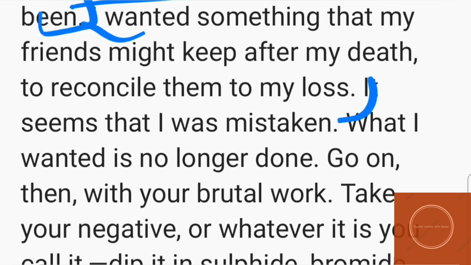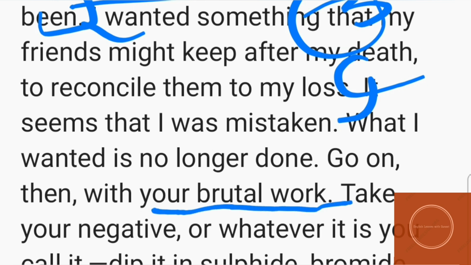So he is saying that which would have looked like me, this was the first reason. Second is that the way heaven had given it to him, that humble though the gift may have been. Then the third reason is that something that his friends might keep after his death, to reconcile them to his loss. Next is that it seems that I was mistaken. What I wanted is no longer done. Go on then with your brutal work.